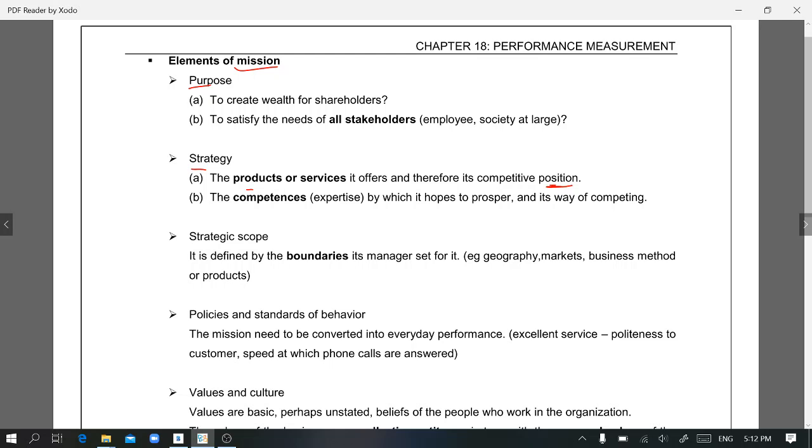The strategic scope means they're defined by the boundaries set by management. Geographical, they may want to expand to Asia or Europe. The type of market they want to be in. And the policy and the behavior, as well as the values.